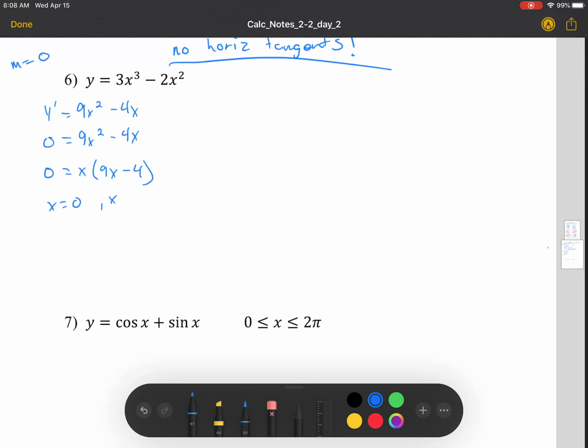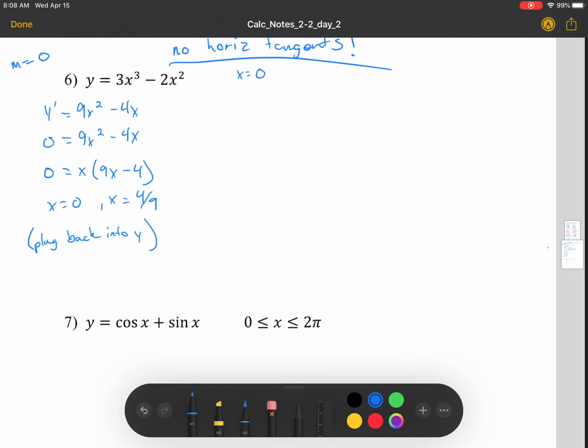Okay, and now we're just solving for 0. Just looking at this, we should be able to see that x equals 0 and x equals 4/9. So we have 2 different points. So now we're going to have to plug back into y.